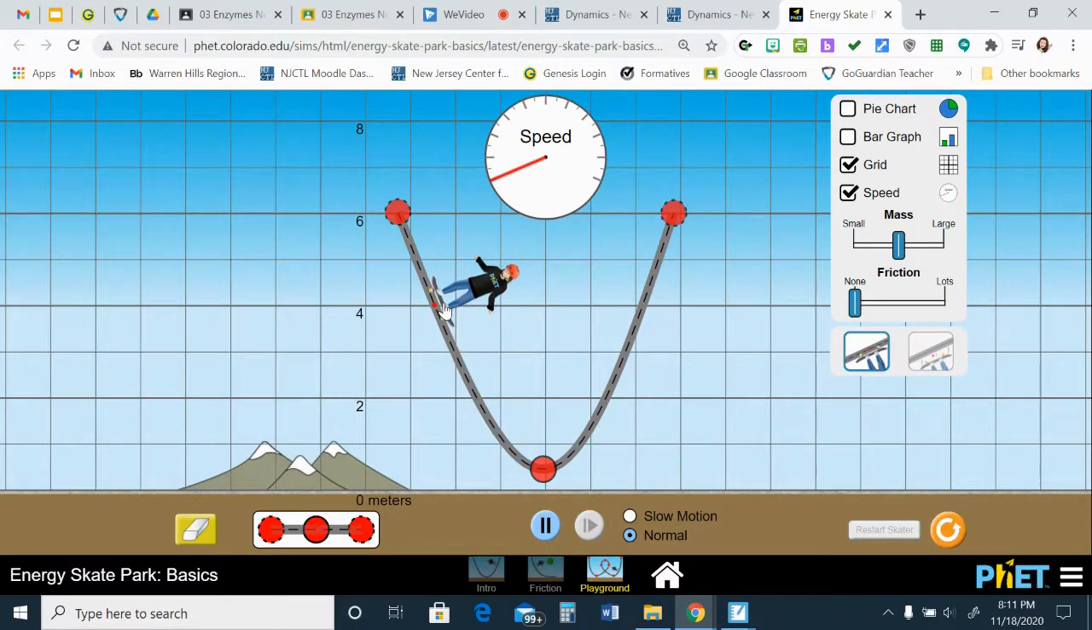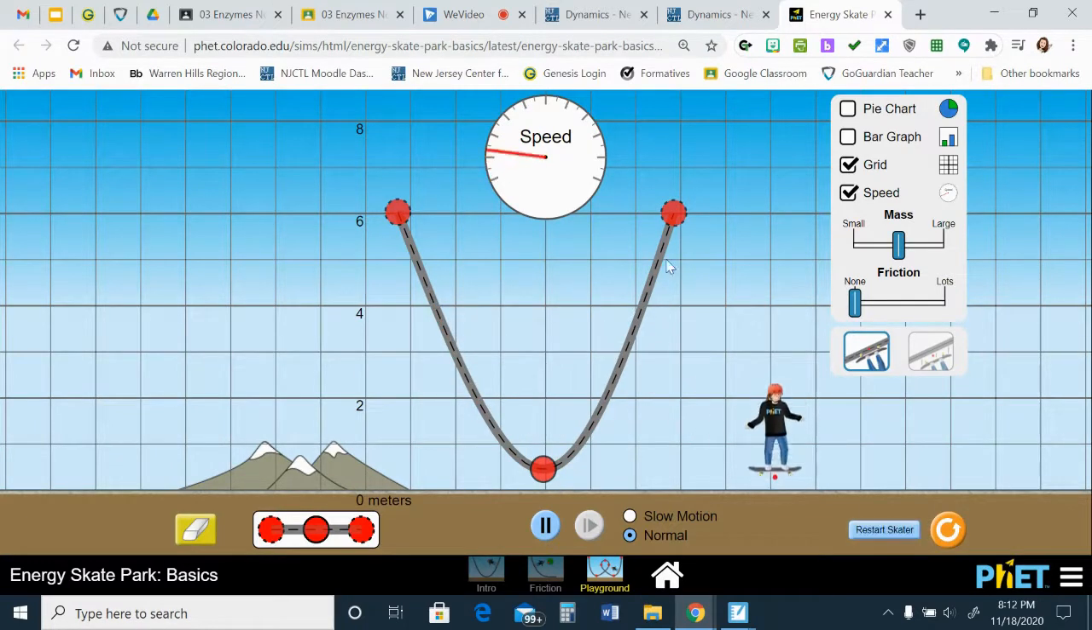So remember that prediction you made? Let's see if it's correct. So she's starting at 4 meters and she's ending up back at 4 meters. So when you let go on one side, in the case where there is 0 friction, the object will rise to the same height on the opposite side. And of course, she'll keep going because there's no friction. All right, so let's restart the skater here.